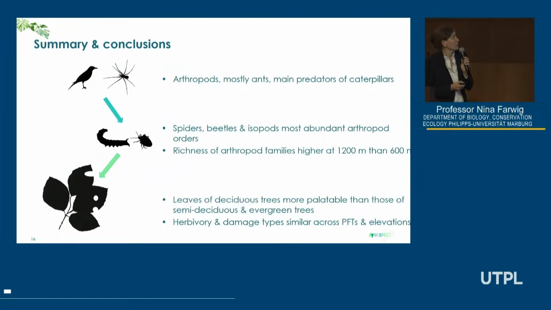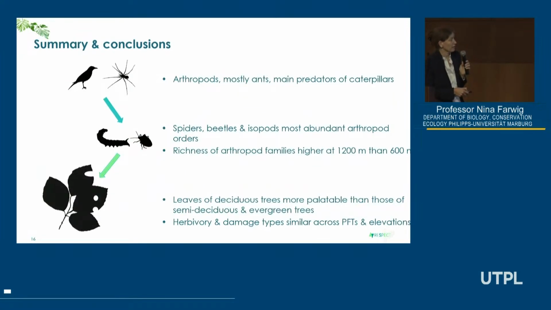So to sum this up and to conclude, we could show that arthropods are the main predators of plasticine caterpillars, and again, as in the mountain rainforests, mostly ants left their bite marks on the caterpillars. We found that spiders, beetles, and isopods are the most abundant arthropod orders, and we found a higher richness of arthropod families at 1,200 meters than at 600 meters, which we expected.